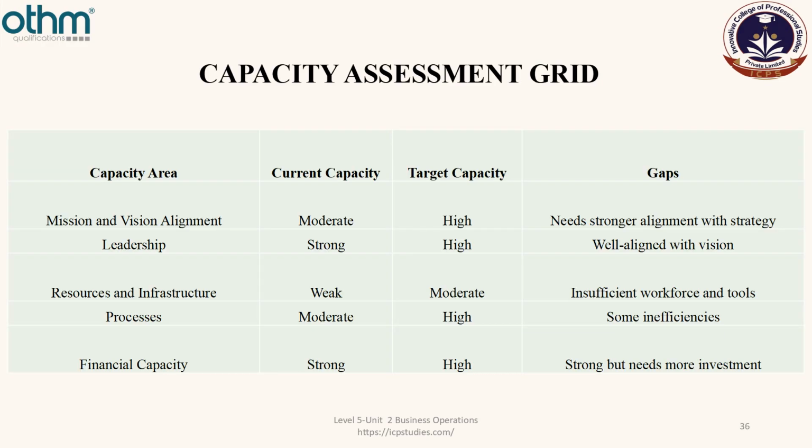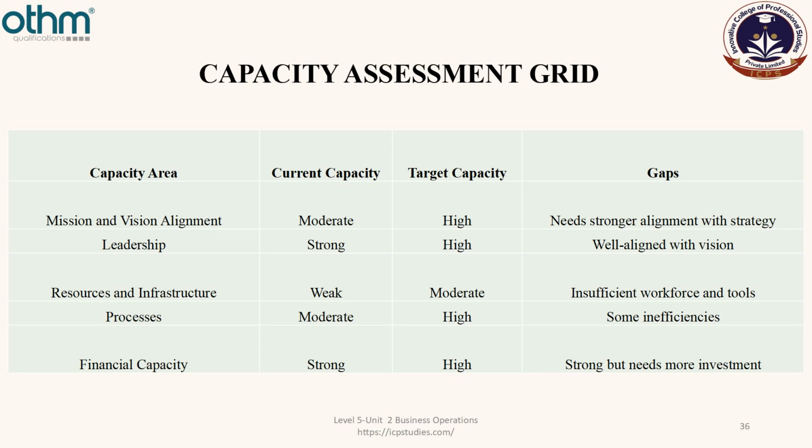This is the capacity assessment grid in the table. These are the capacity areas that I have explained before: mission and vision alignment, leadership, resources and infrastructure, process, and financial capacity. And these are the current capacity and target capacity. For example, if we talk about the mission and vision alignment of any company, after analysis we found that the current capacity of the mission and vision alignment is moderate, and the target capacity we want to achieve is high. We want the mission and vision alignment of the company to be high, but its current capacity is moderate. So what is the gap in it? The gap is that we need stronger alignment with the strategy.